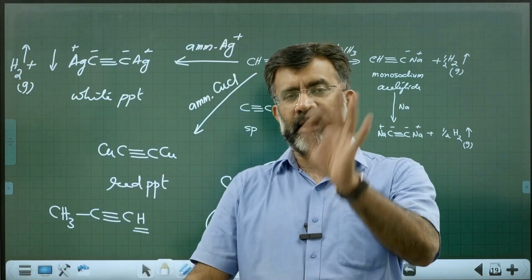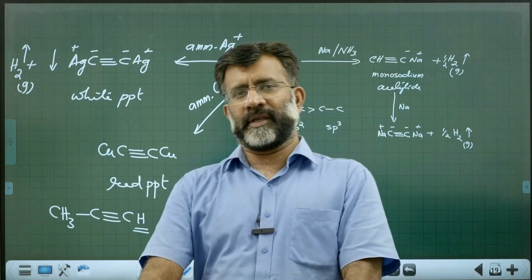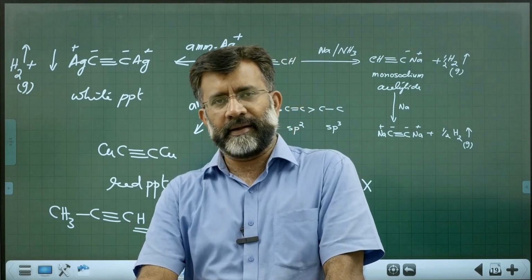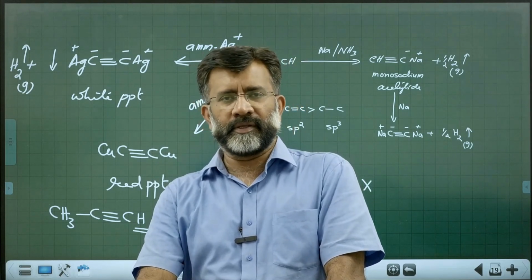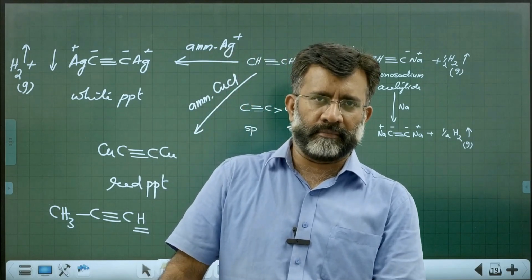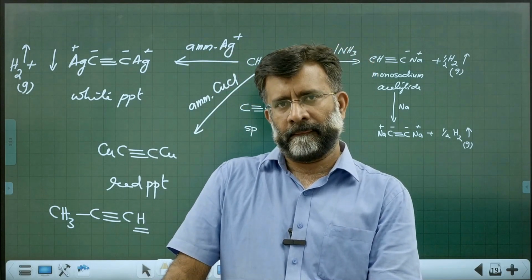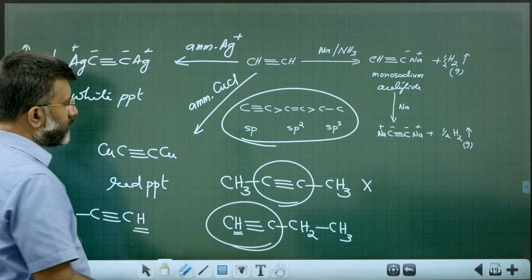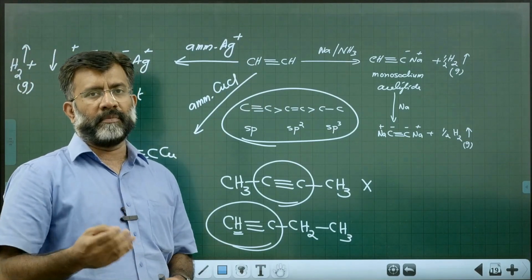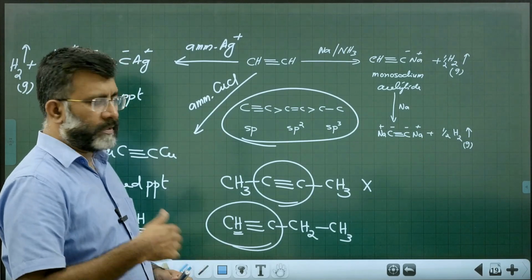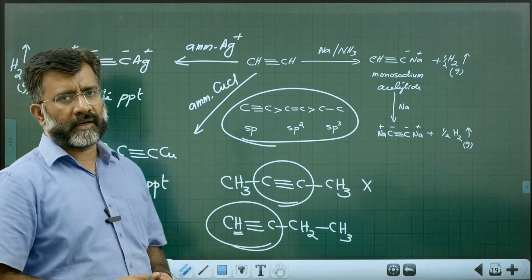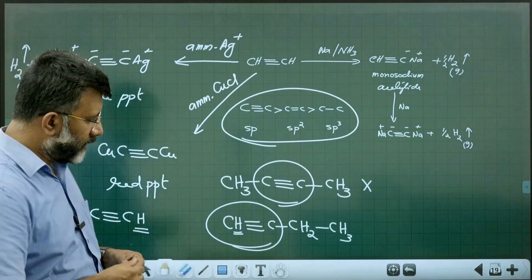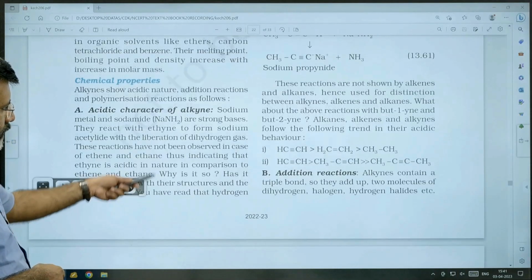So terminal alkynes react with metallic sodium, ammoniacal silver nitrate, ammoniacal cuprous chloride, liberating hydrogen gas, showing the acidic nature of triple bonded carbon carrying a hydrogen. And the reason behind this is that triple bonded carbon is more electronegative than double bonded carbon, than single bonded carbon, and so on. Hope it is clear. That is the acidic nature of alkynes, a very important topic from that area.